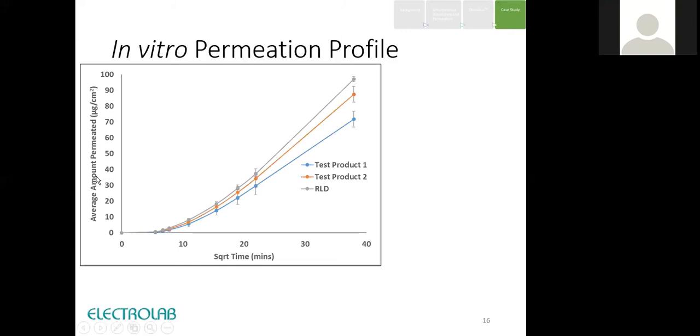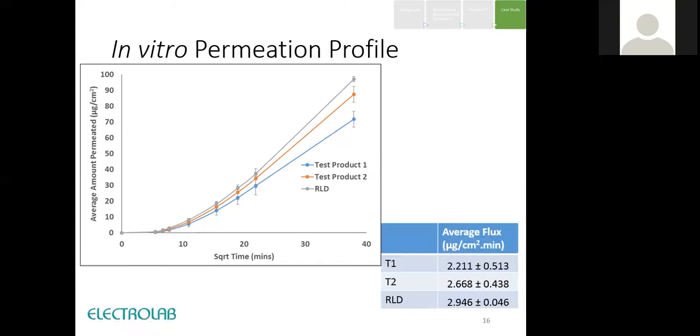Similar to dissolution, we can see in permeation also test product 2 was slightly closer towards the RLD as compared to test product 1. And the slope of this line actually gives us the flux value. This table shows the average flux value for each of these formulations: test product 1, 2 and RLD. From the average flux value also, it can be seen that test product 2 was closer to the RLD as compared to test product 1.